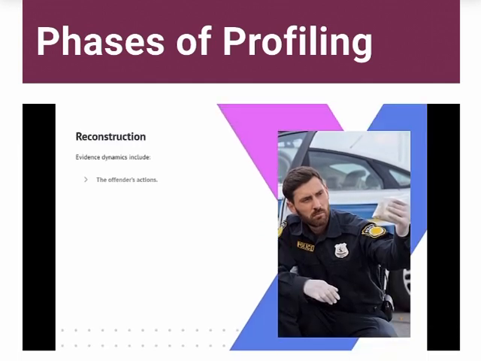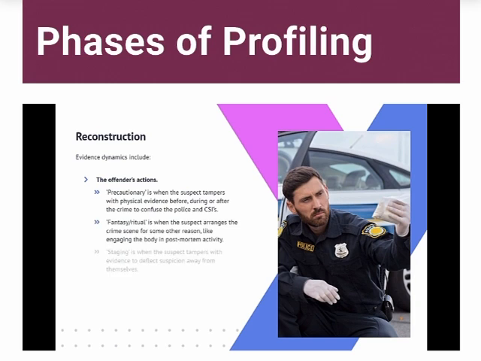Evidence dynamics include the offender's actions. Precautionary is when the suspect tampers with physical evidence before, during, or after the crime to confuse the police and CSIs. Fantasy or ritual is when the suspect arranges the crime scene for some other reason, like engaging the body in post-mortem activity. Staging is when the suspect tampers with evidence to deflect suspicion away from themselves.